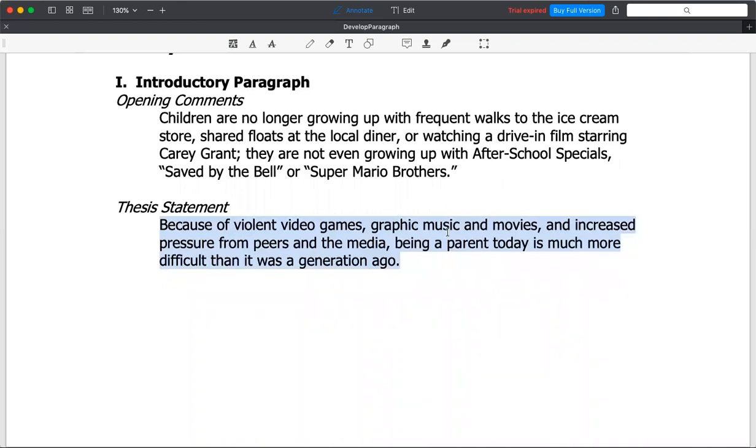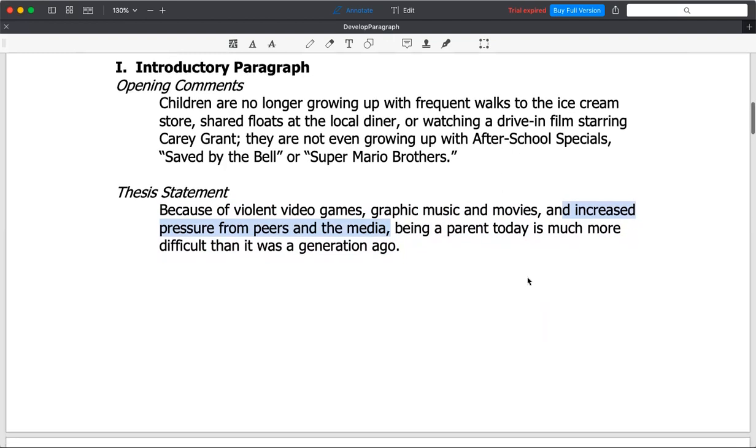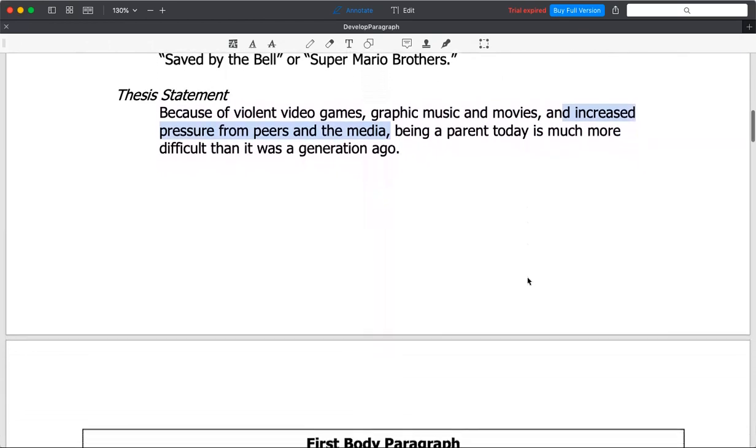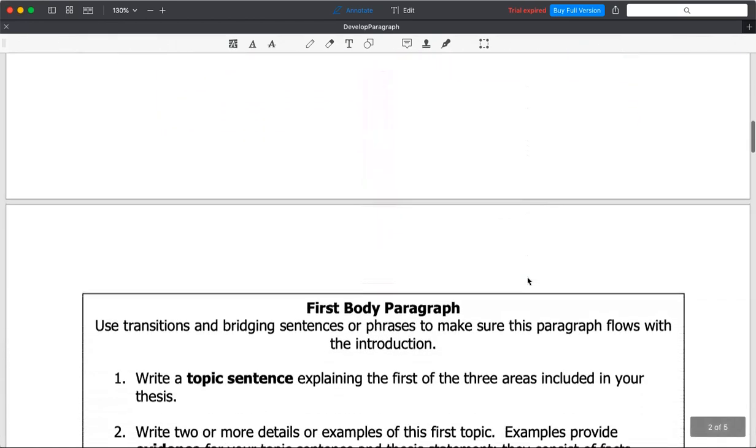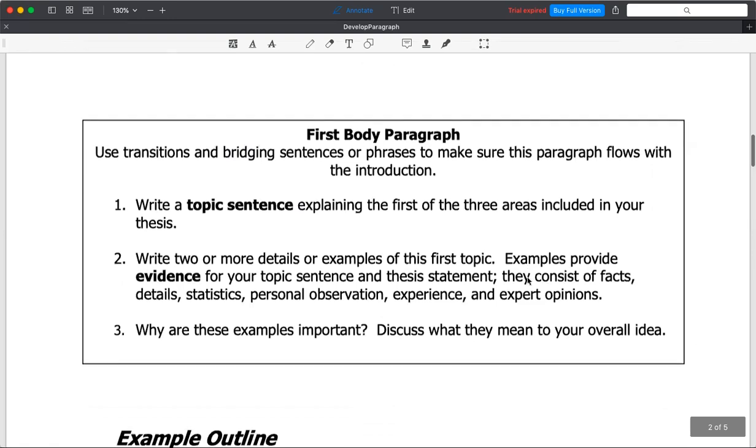So there are three components within this thesis statement that is introduced in here. They said because of violent video games, graphic music and movies, and increased pressure from peers and the media. What is happening? Being a parent today is much more difficult than it was a generation ago. So these three points are each considered the topic sentence of a body paragraph. How do you write the body paragraph?